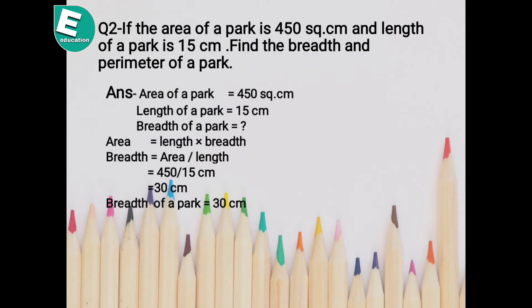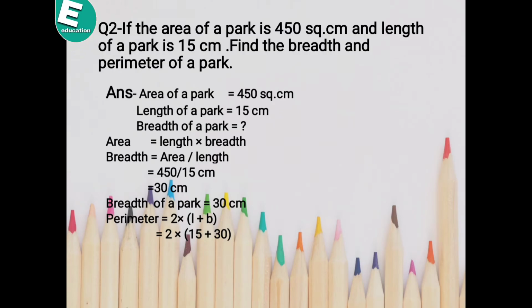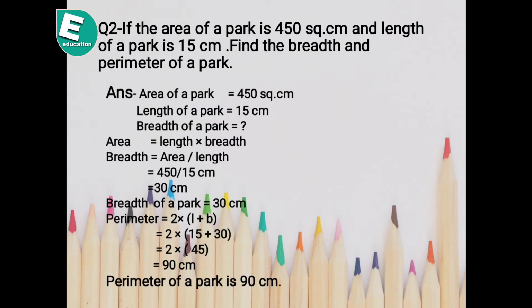Now the perimeter, whose formula is 2 into (L plus B). On substituting value, we get 2 into (15 plus 30), which is equal to 2 into 45, gives 90 centimeters. So the perimeter of a park is 90 centimeter.